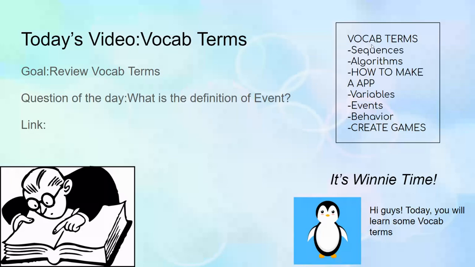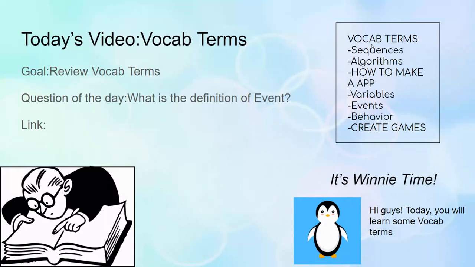All right, next we got variables. A variable is a placeholder which is used to hold or store a value. One more time. A variable is a placeholder which is used to hold or store a value. That was the definition of variables. Next, we got events. An event is a trigger which leads to an action. One more time. An event is a trigger which leads to an action.